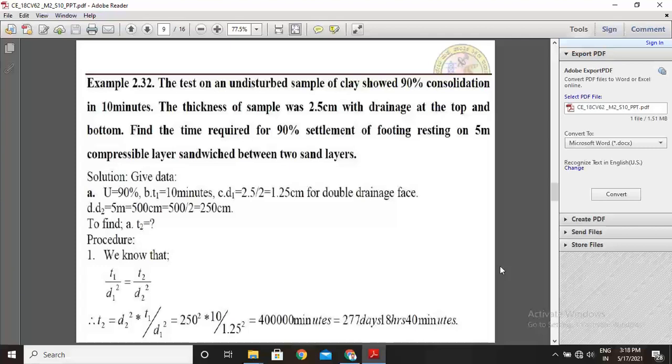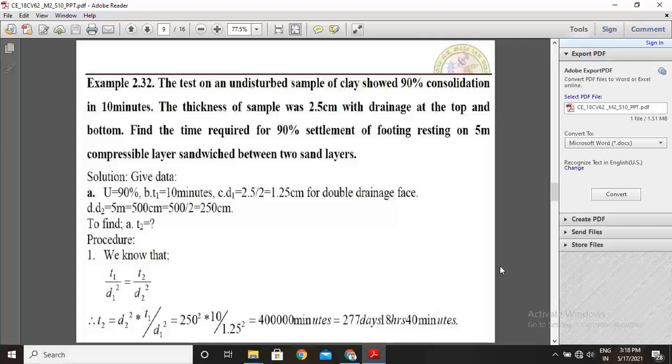Procedure. Follow the same steps. We know the following relation: T1 by D1 square equal to T2 by D2 square. So in this equation, T2 equal to D2 square into T1 by D1 square. Now substitute the values in this equation: D2 is 250 square into T1 is 10 divided by D1 is 1.25 square.